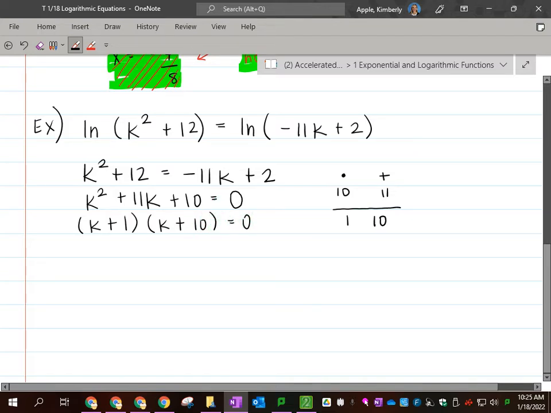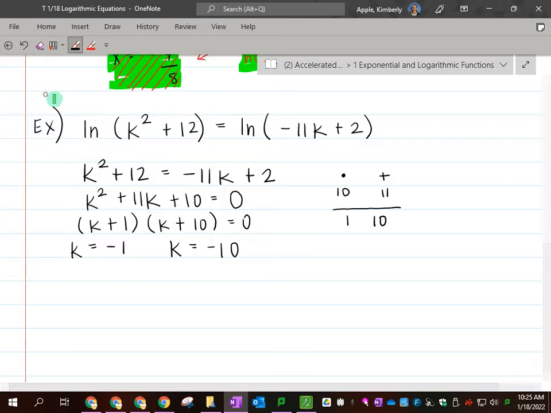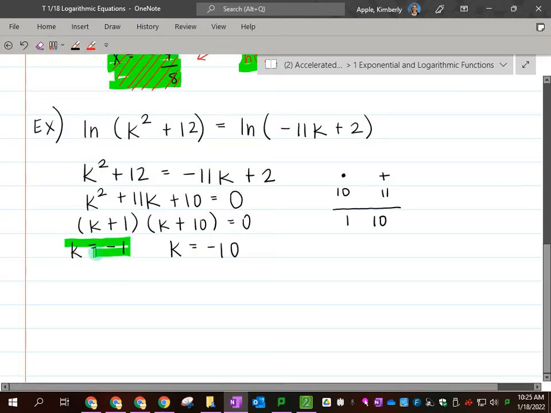And so if you remember, we set each factor equal to 0 and solve. And so here I'll have k equals negative 1 and k equals negative 10. So both of these are potential solutions, and we have to check both of them. But we will check them one at a time because they are separate from each other, right?